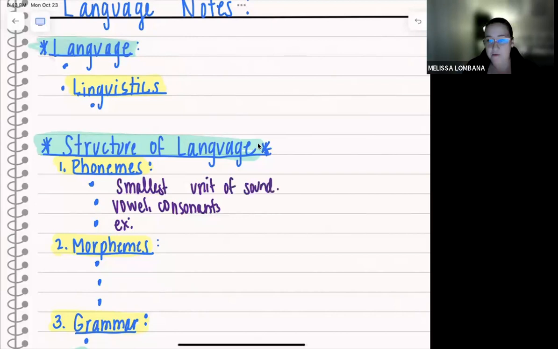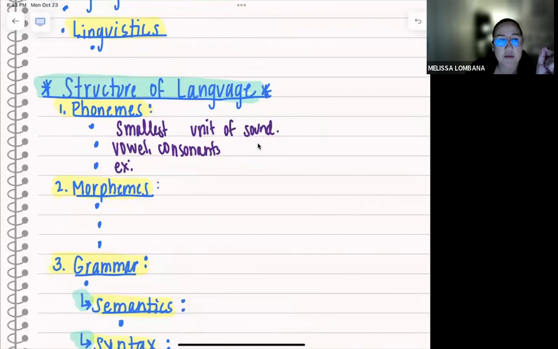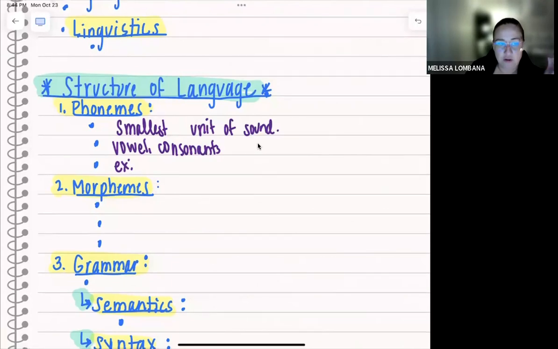Now, morphemes are the smallest unit that carries meaning. It's still the smallest unit, but it carries meaning. This could be words as well as parts of words, such as prefixes and suffixes. Make sure to write that down. So it is the smallest unit that carries meaning, in words or parts such as prefixes and suffixes.